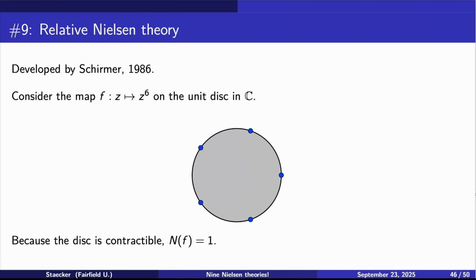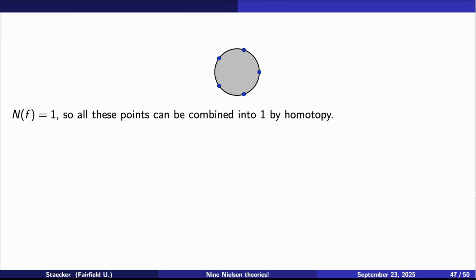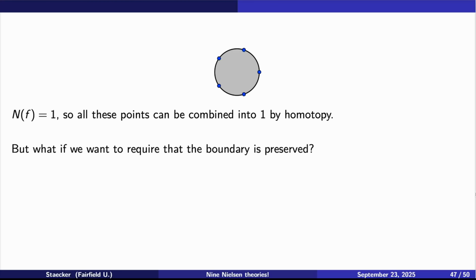But when I look at this, I think I would like to keep the map the same on the boundary, but see what can happen if I leave the map the same on the boundary. This is called a relative theory. So the Nielsen number, the classical Nielsen number, is just 1. So you can combine these all into one fixed point if you push them into the middle. But what if we want to require that the boundary is preserved by the map? And I mean the boundary is preserved during the homotopy. So as you're changing f by the homotopy, you always keep the boundary preserved.